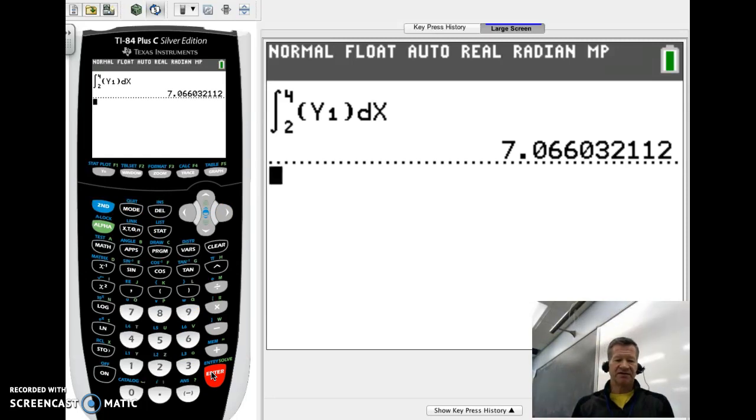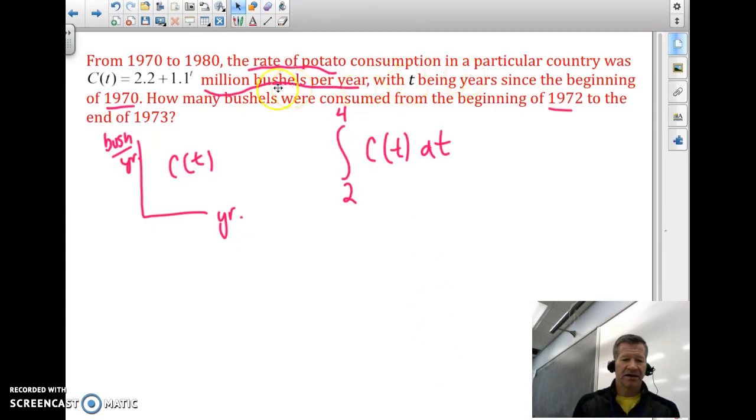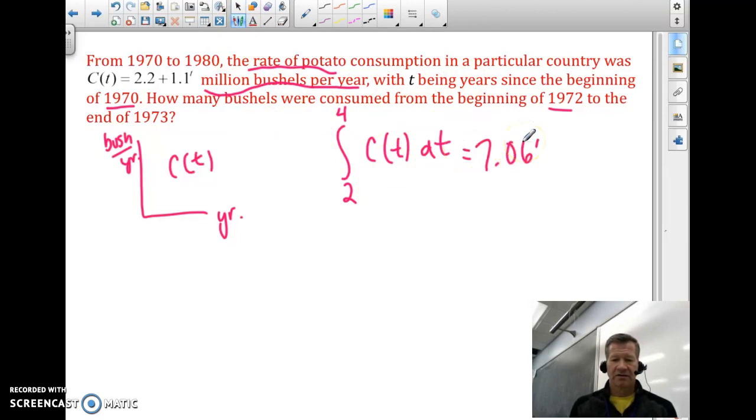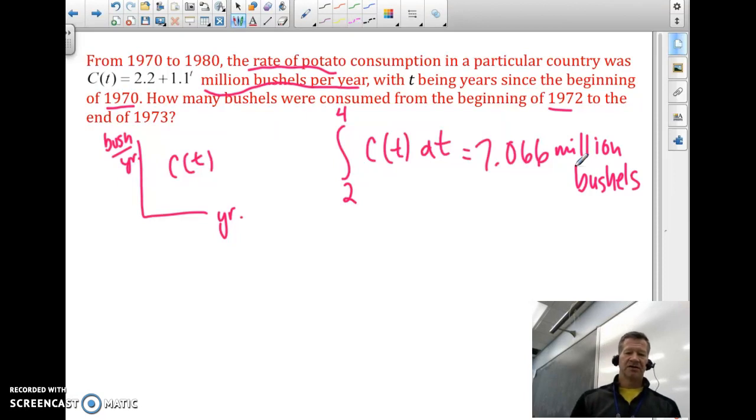So I get 7.066. Remember, you need to go to 3 decimal places unless it says otherwise, and it does not say otherwise. So 7.066. Now what are the units? Well, remember, C was measured in millions of bushels per year. So integrating this, I'll get the number of millions of bushels. So 7.066 million bushels of potatoes were consumed in that 2-year period. It's a lot of potatoes.